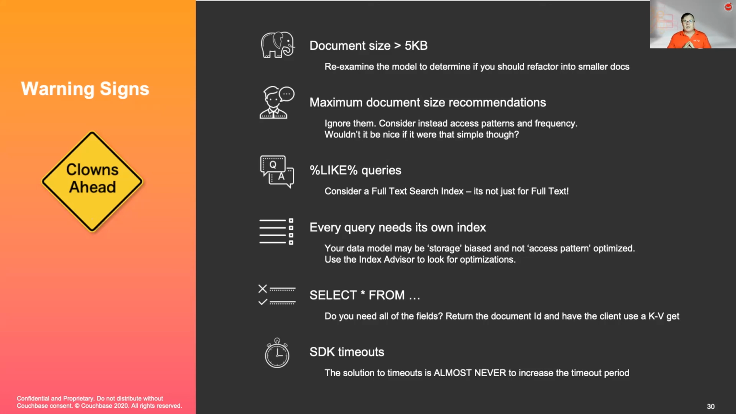I mentioned it not long ago, but it's worth repeating. Select star is a big red flag. Don't get me wrong, there are many valid reasons to do it, but it should always make you think about returning the meta ID and then using the key value service directly from the client. The reality is that's what the query service is doing under the covers anyway, but the network patterns are much better if you do it yourself.